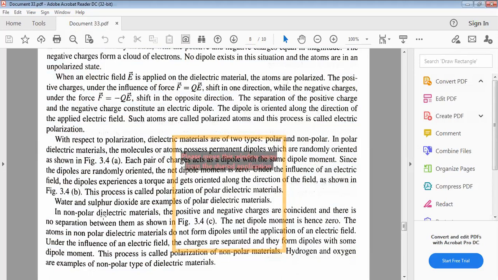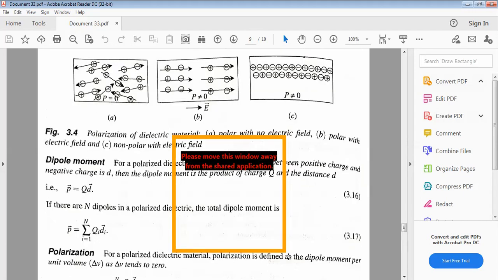In non-polar dielectric materials, the positive and negative charges are coincident, and there is no separation between them, so the net dipole moment is zero. The atoms in non-polar dielectric materials do not form dipoles until the application of the electric field. Under the influence of the electric field, the charges are separated and they form dipoles with some dipole moment. This process is called polarization of non-polar materials. Hydrogen and oxygen are examples of non-polar type dielectric materials.